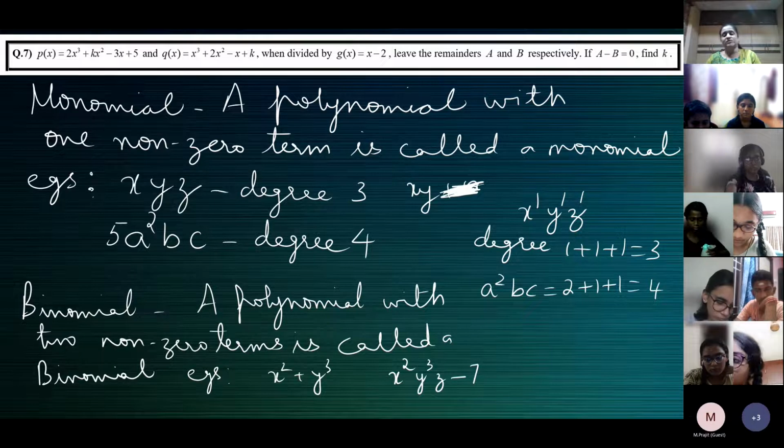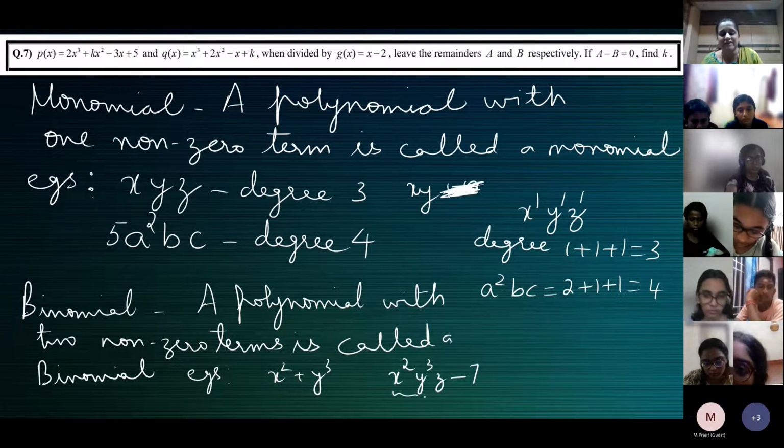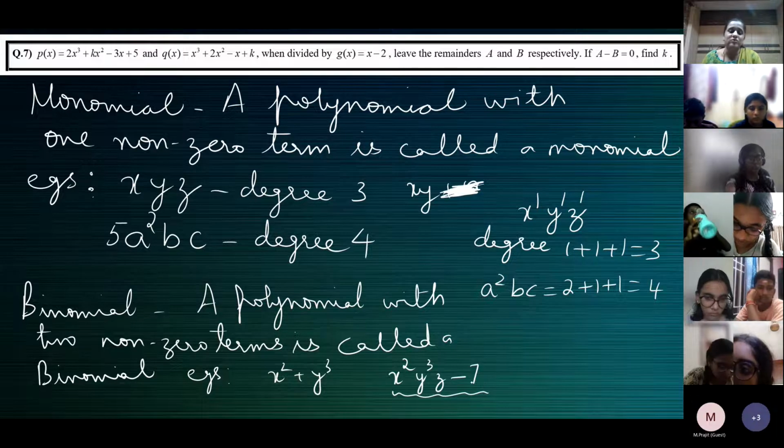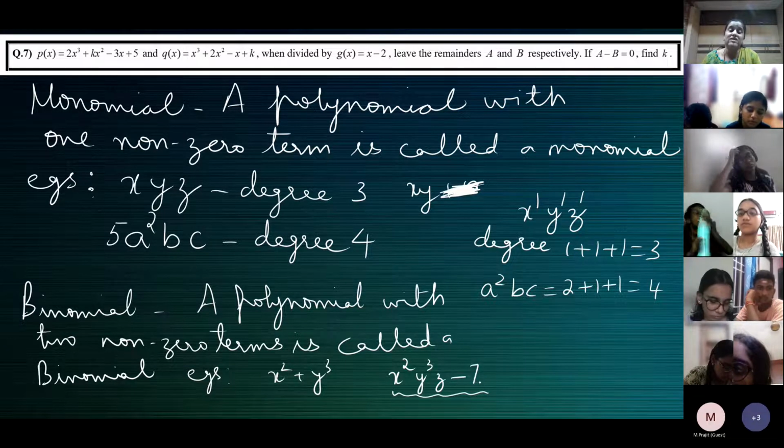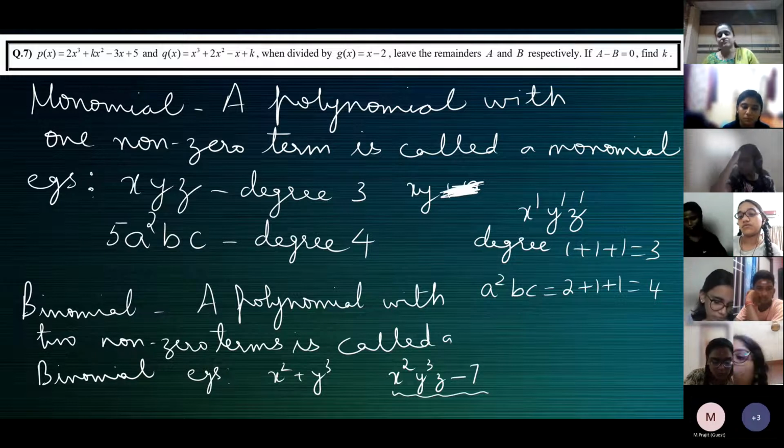Now tell me the degree of this binomial. What is the degree? Now this is another example. Please write neatly. This is another example, children. x square y cube z minus 7 is another example of a binomial. What is the degree?